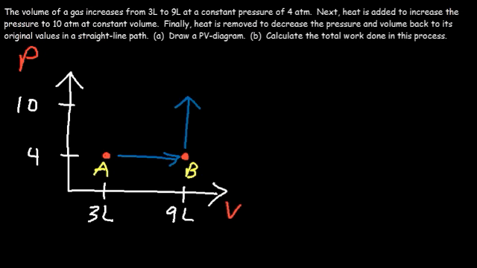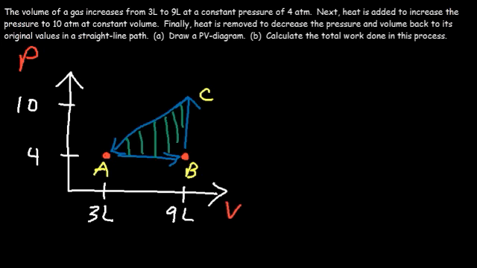So that's an isochoric process. Finally, heat is removed to decrease the pressure and volume back to its original values. That is at 3 and 4. And it's going to travel back to the original state in a straight line path. So calculate the total work done in this process.